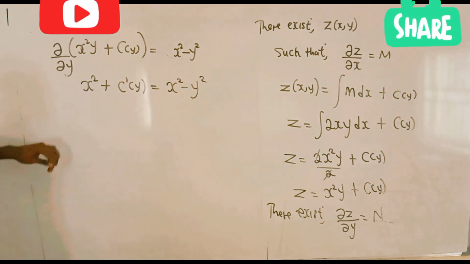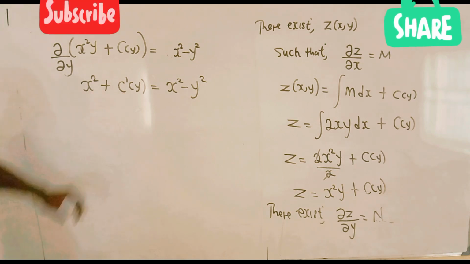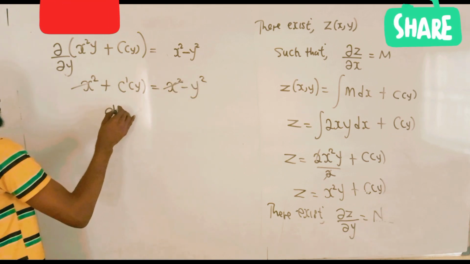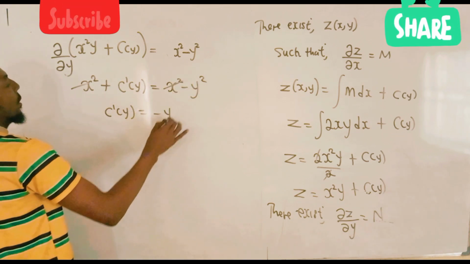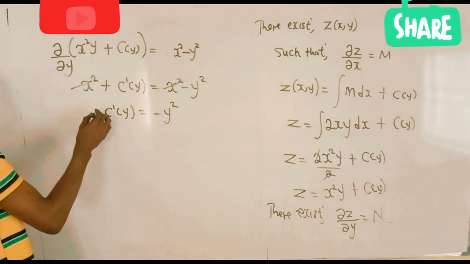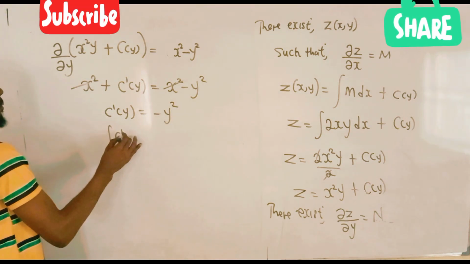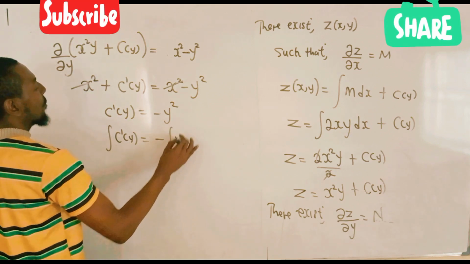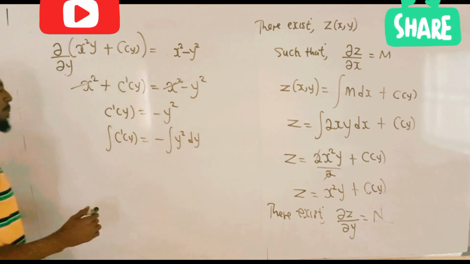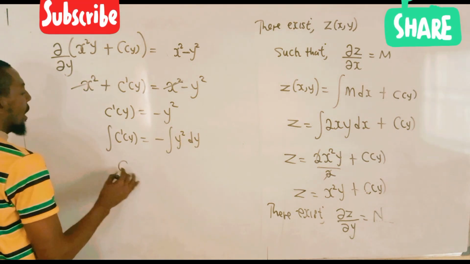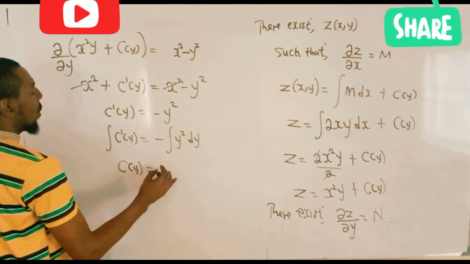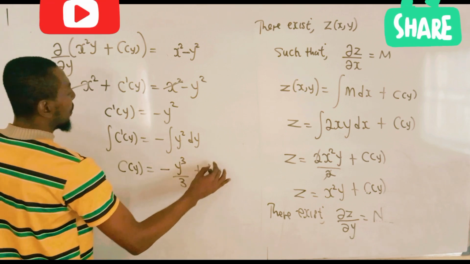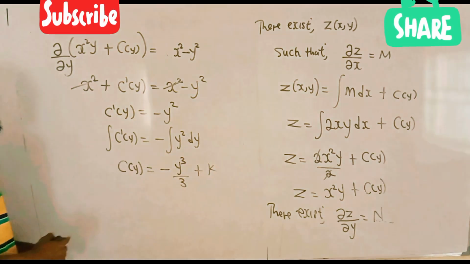Now we make c prime of y the subject of the formula. Taking out x squared from both sides, we have c prime of y equal to minus y squared. Then integrating both sides, the integral of c prime of y is equal to the negative integral of y squared dy. So c of y is equal to negative y cubed over 3 plus k.